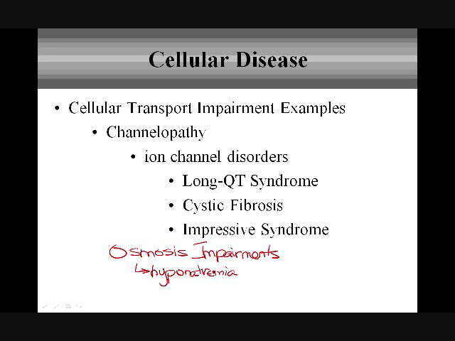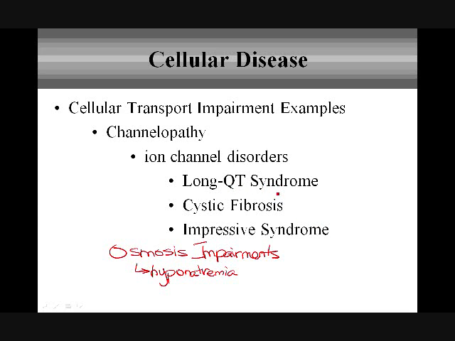Channelopathies are another type of cellular disease. This is really about the ion channel disorders. You guys should be pretty well versed in this after the project that you had to work on. So some examples: long QT syndrome, cystic fibrosis, impressive syndrome.